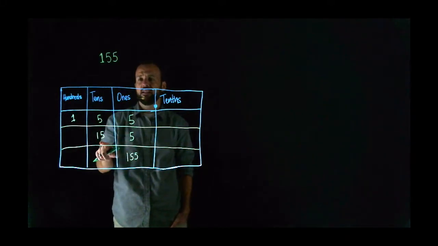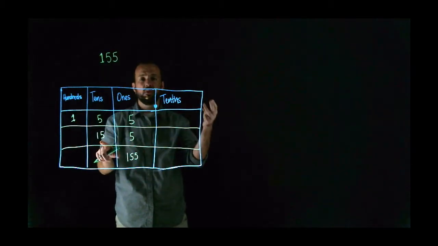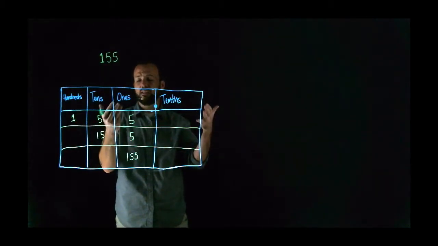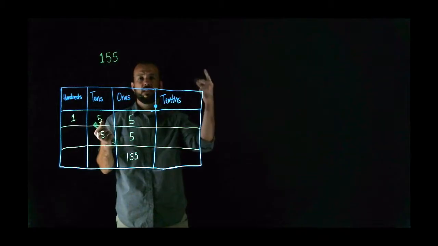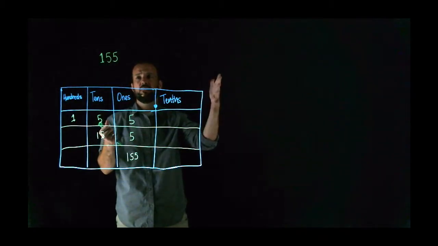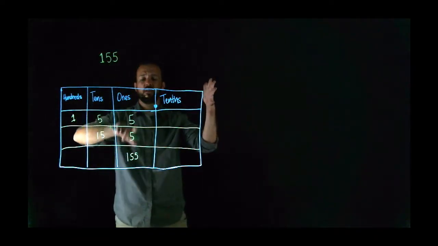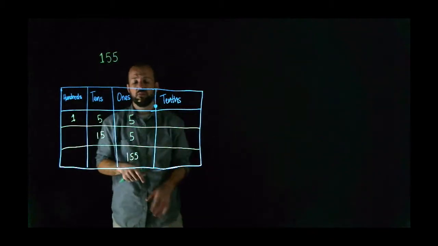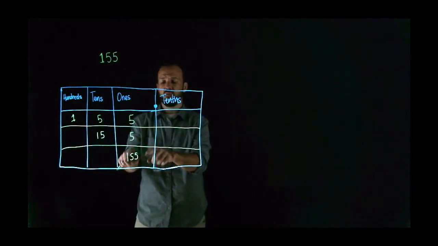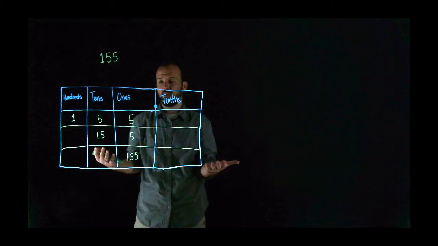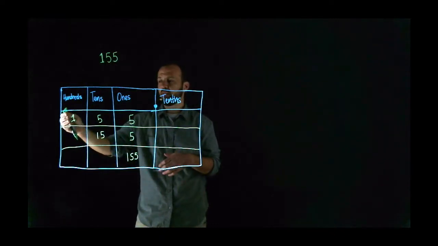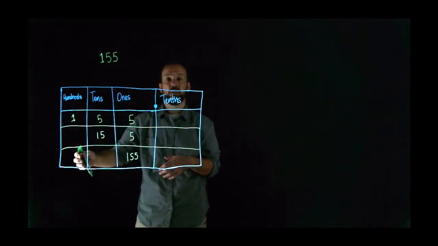Because 15 tens, if I counted by 10, 15 times, I would have 10, 20, 30, 40, 50, 60, 70, 80, 90, 100, 110, 120, 130, 140, 150. Okay, so that would be my 150, and then my 5 more ones would give me 155. Then if I had 155 ones altogether, well, that would give me 155, right? So I'm expressing that same number, 155, in 3 different ways, okay?